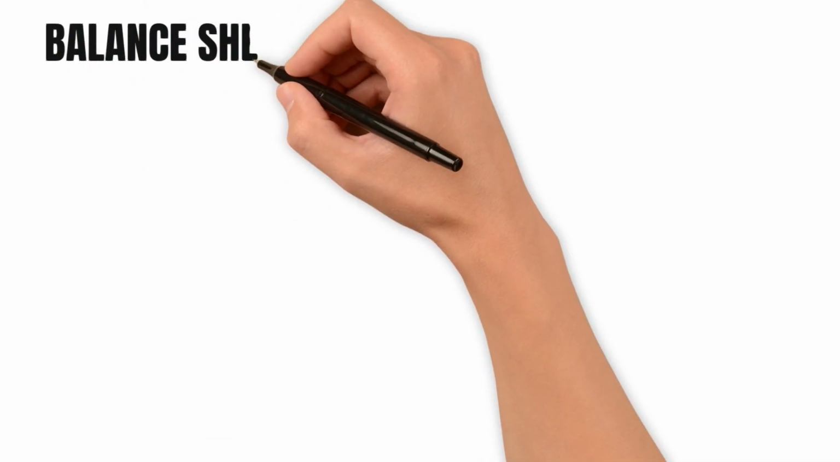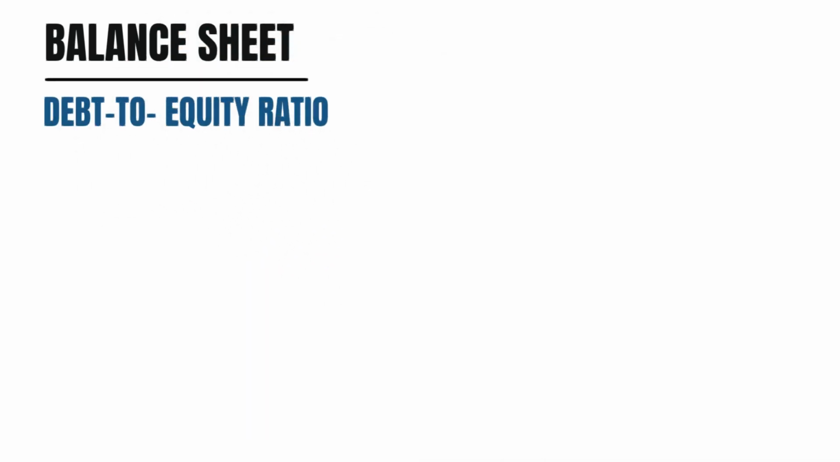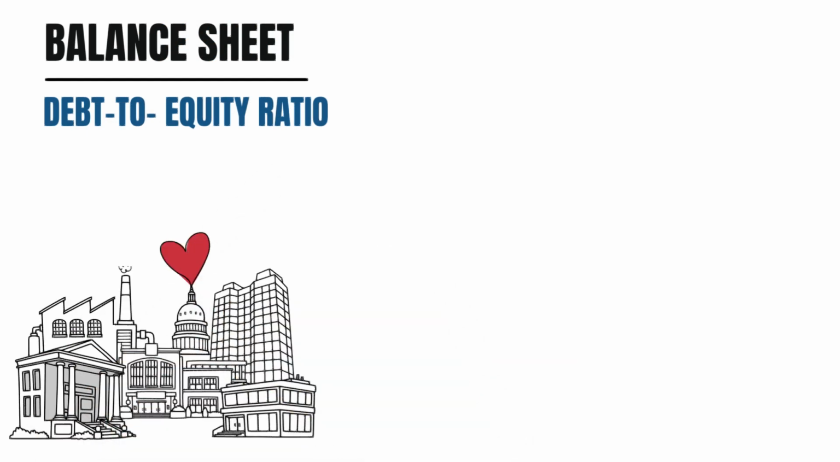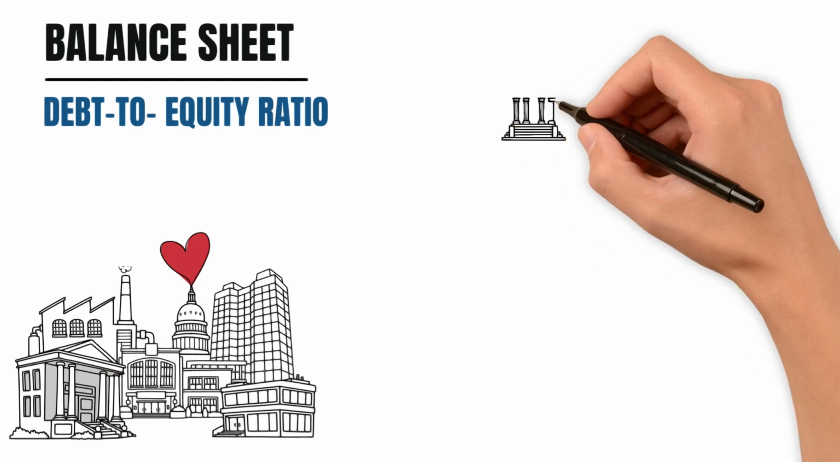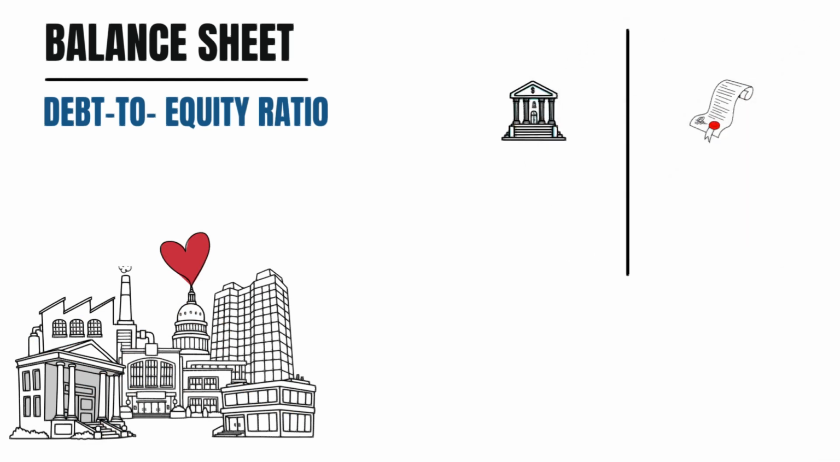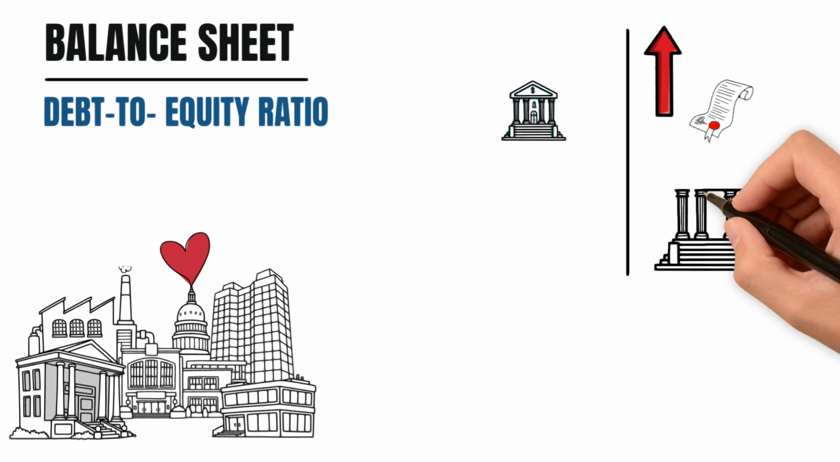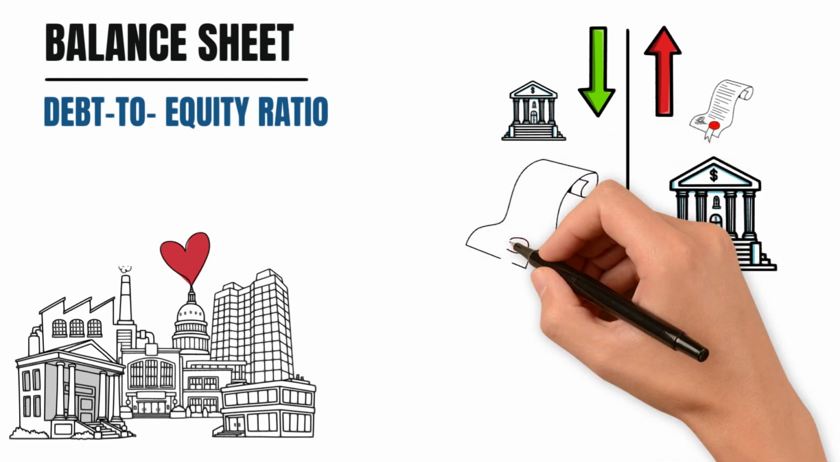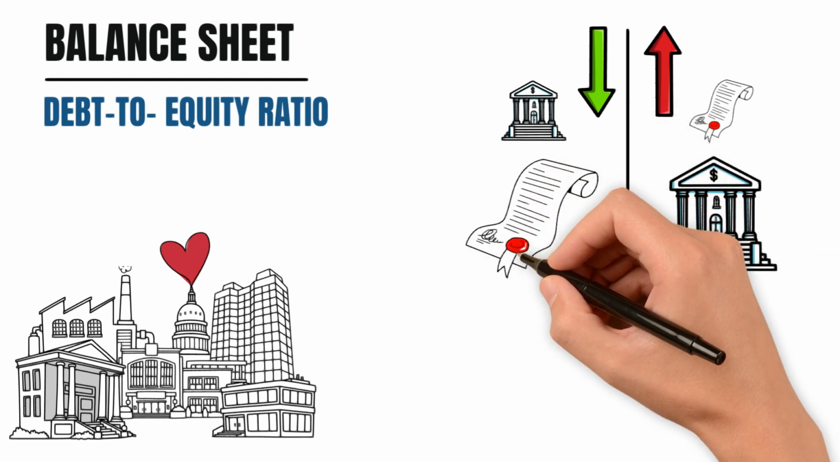Moving on to the balance sheet, one important financial metric I like to check is the company's debt-to-equity ratio. This ratio can tell you a lot about the company's financial health. The debt-to-equity ratio measures how much a company relies on debt versus equity to finance its operations. A higher D/E ratio indicates that the company is using more debt to finance its growth, while a lower D/E ratio indicates that the company is relying more on equity financing.